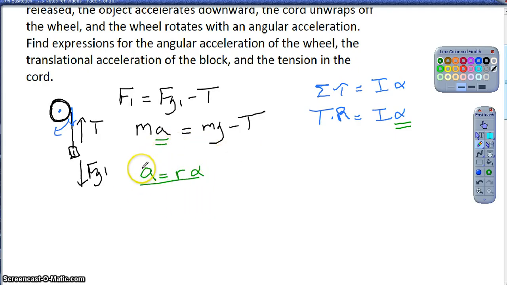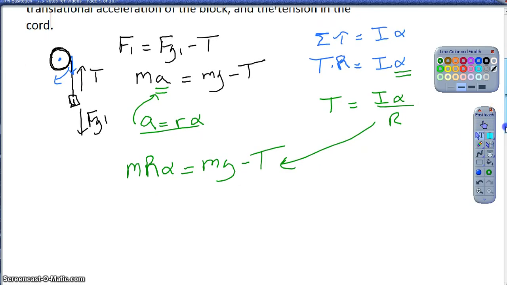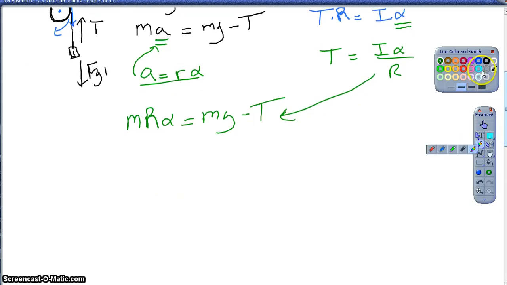So if I take this and plug that in for my acceleration, now I have mass times my radius times my angular acceleration, and again I should use a capital R for that, equals my mass times gravity minus tension. But then in this equation over here, I know that tension equals my moment of inertia times alpha divided by the radius, so I can substitute that value in down here, and I can bring all of these together into a single equation.